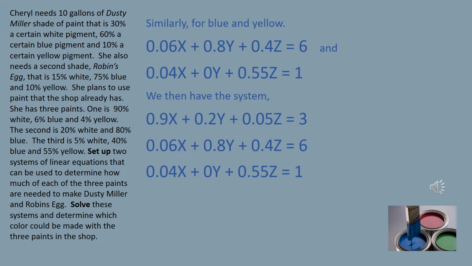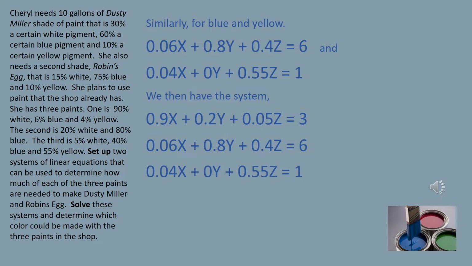Similarly, for blue, the first paint was 6% blue, the second paint 80% blue, and the third paint 40% blue. We want there to be 6 gallons of blue paint in the blend of Dusty Miller, because we want 60% of 10 gallons to be blue. So our second equation is 0.06x plus 0.8y plus 0.4z equal to 6.